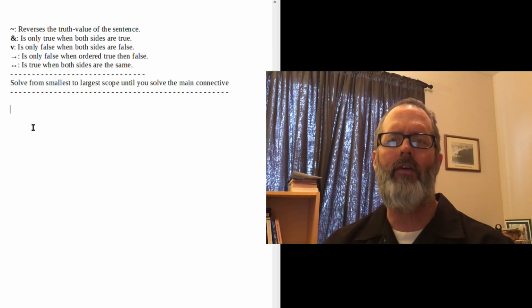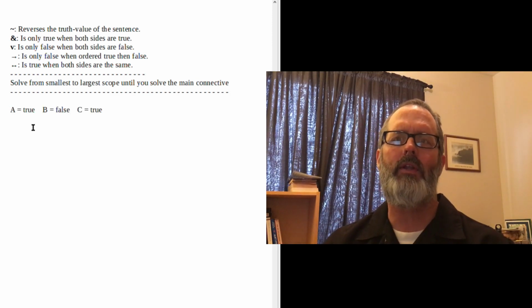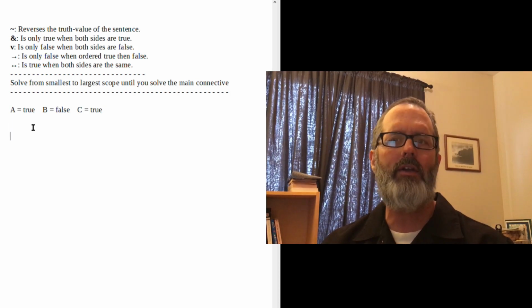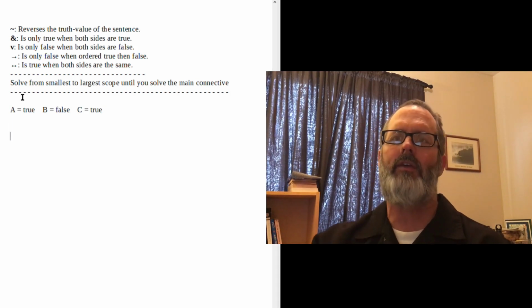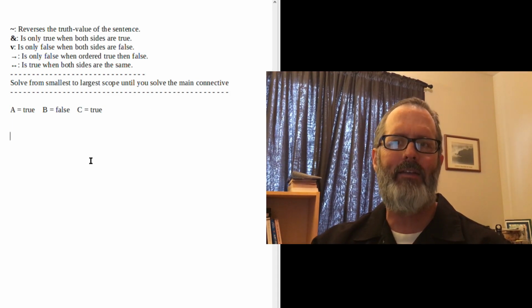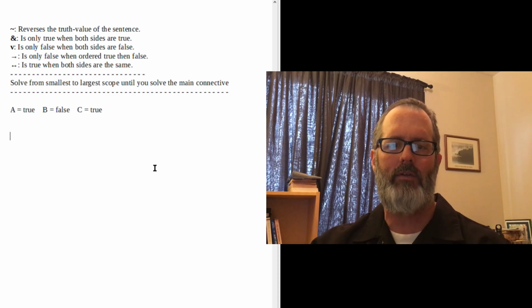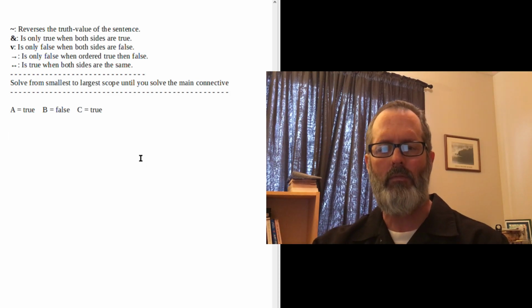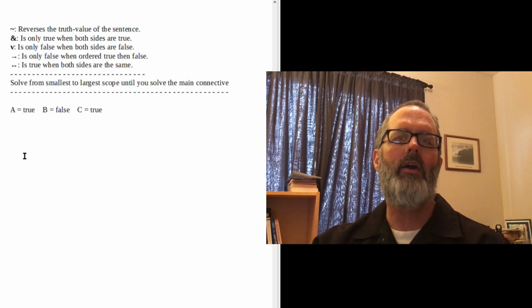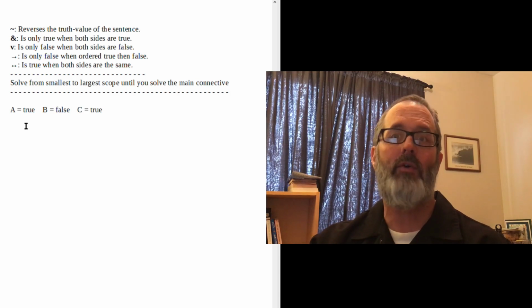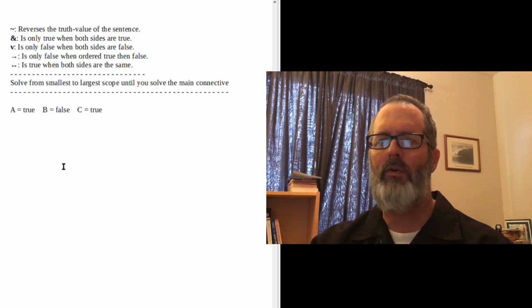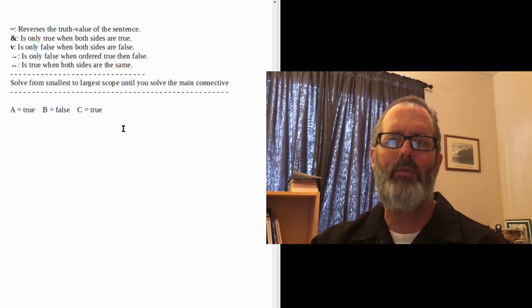So let's look at a first example. Let's bring this up. For all our examples and for the S exercises, we are going to use these as the values of our basic sentence letters. For our examples, and for the S exercises that we'll go over in a little bit, these are the values we're going to use.